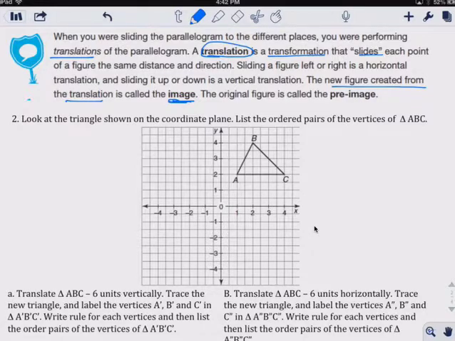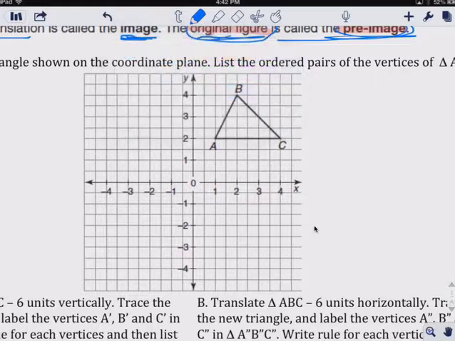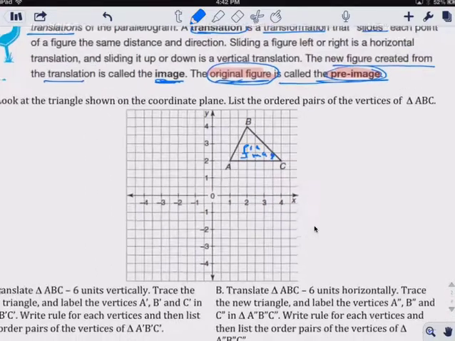The original figure is called the preimage. So I need you to remember that the preimage is the original figure. That should make sense. So this here is called the preimage. Okay, just to let you know.